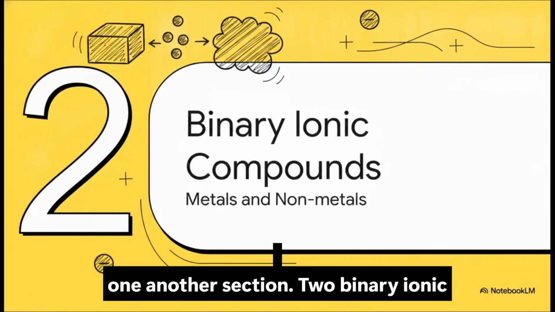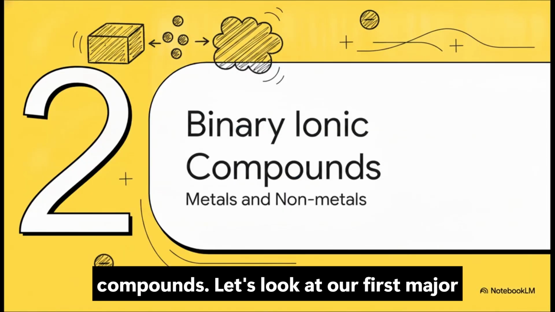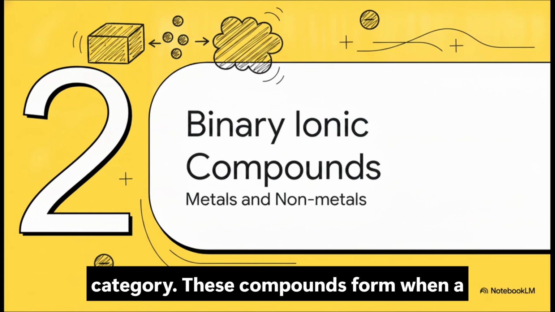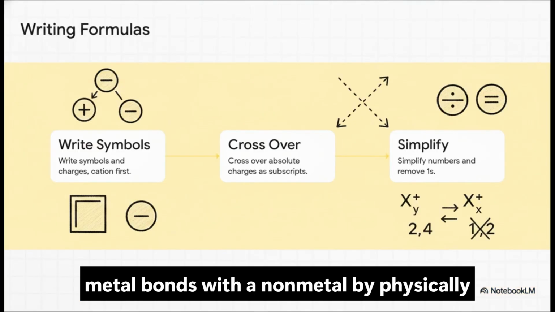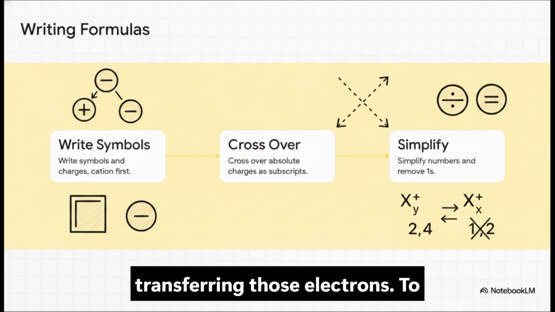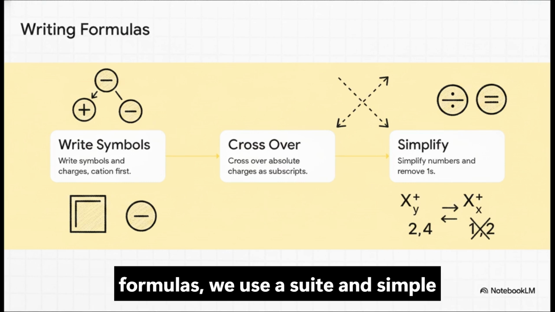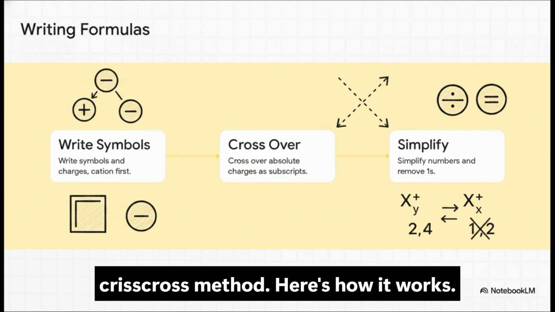Section 2. Binary ionic compounds. Let's look at our first major category. These compounds form when a metal bonds with a nonmetal by physically transferring those electrons. To translate these interactions into written formulas, we use a sweet and simple mathematical grammar known as the Criss-Cross method.